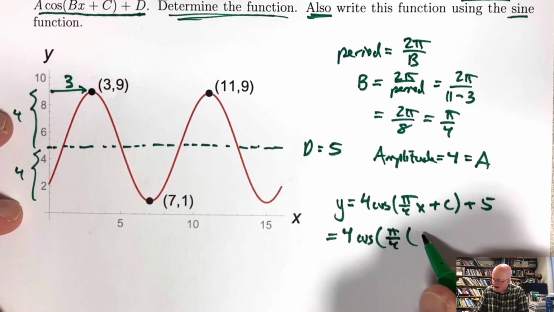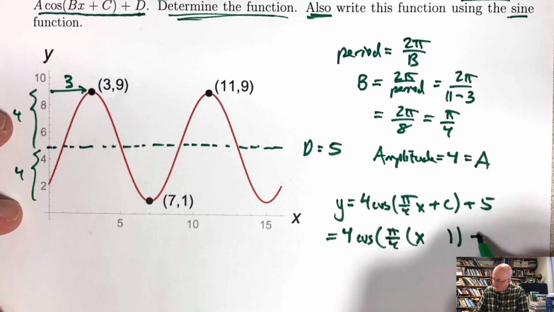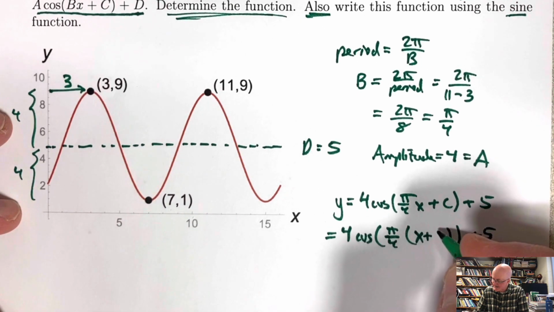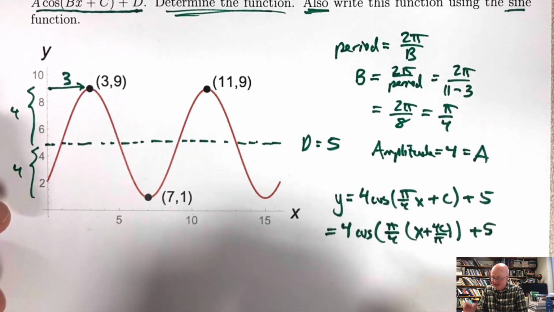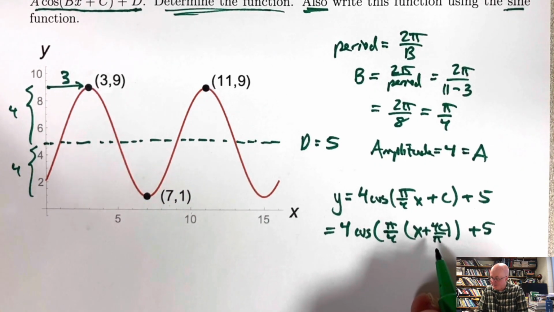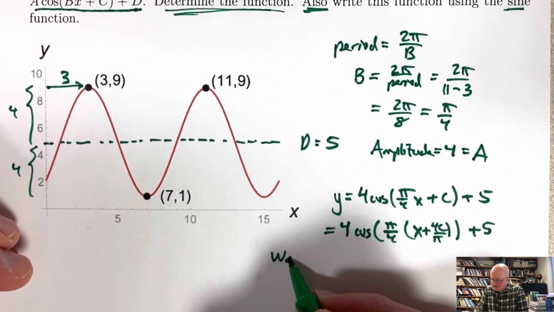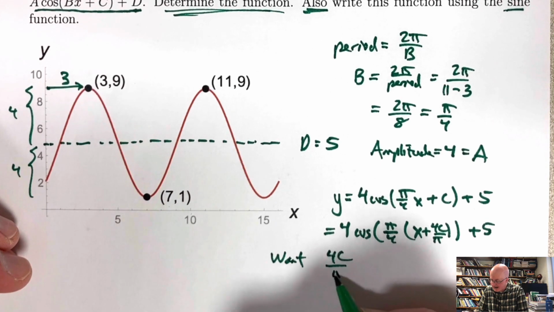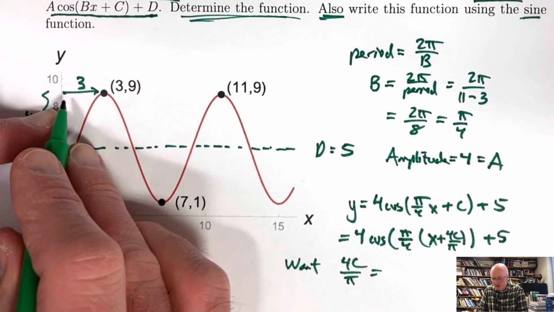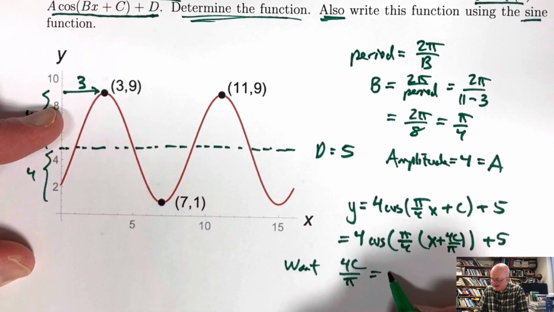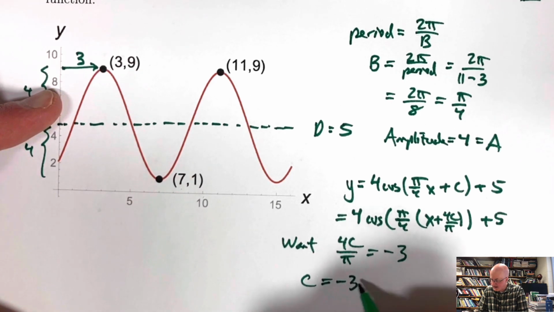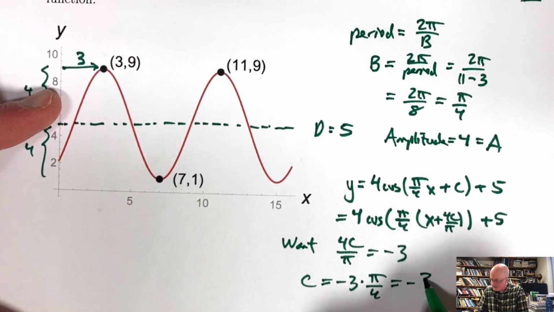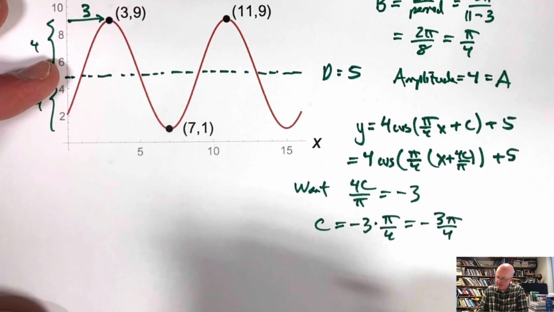If I factor out a pi over 4, I can write what's left here as plus 4c over pi. Oh, this seems tricky. It might be better to write it in this form first before writing it in that form, but I did it this way. I want that number, 4c over pi, to equal something that will correspond to a rightward translation by 3 units, negative 3. Solve that for c. C will then be negative 3 times pi over 4. Negative 3 pi over 4 looks to be what we need.